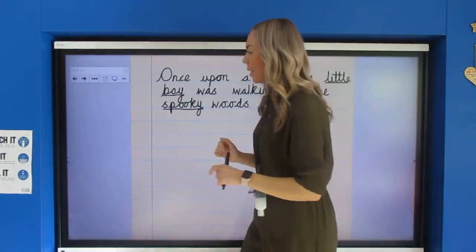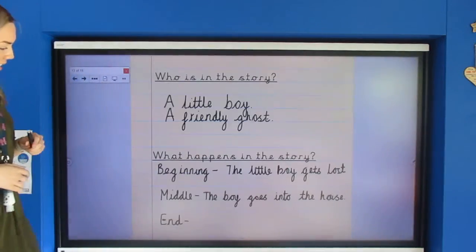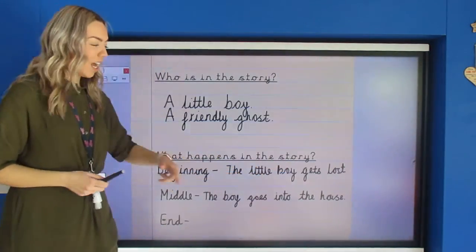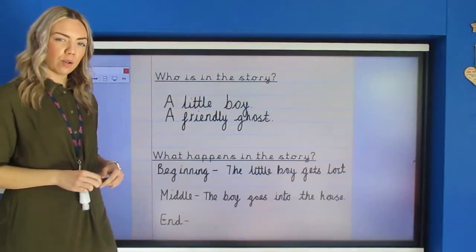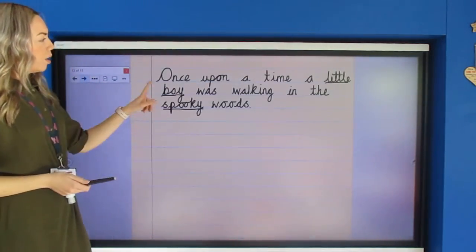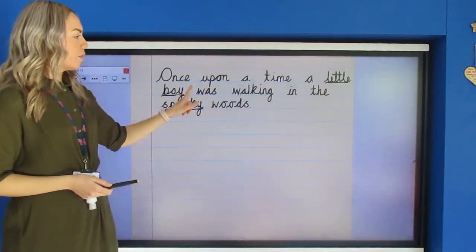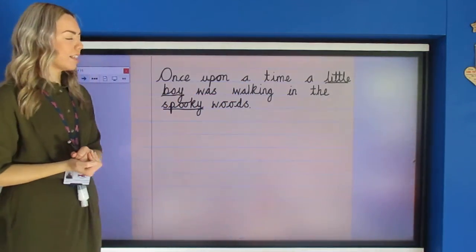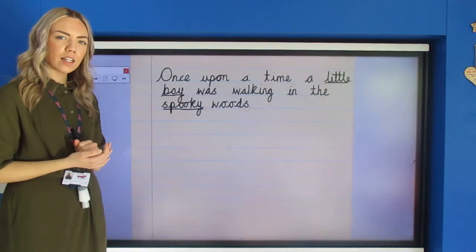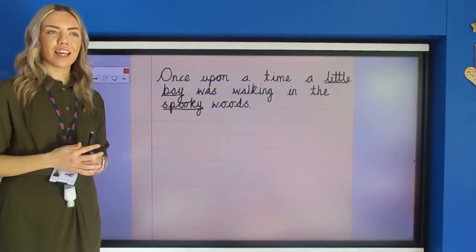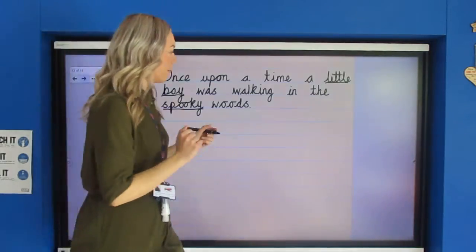Now go back to my beginning. My second sentence, what do I need to say? I need to say the little boy gets lost, don't I? So back to my story then. Once upon a time, a little boy was walking in the spooky woods. Now how could I say my next sentence? What could I write? He was lost and very scared. Okay, so that's going to be my next sentence.